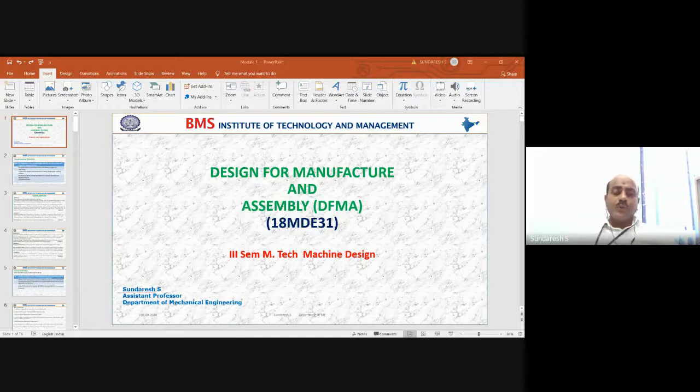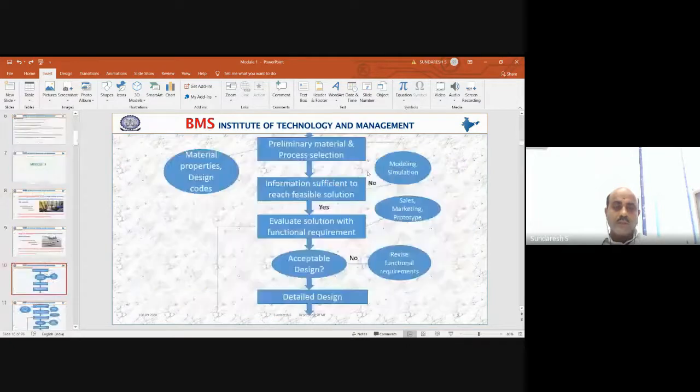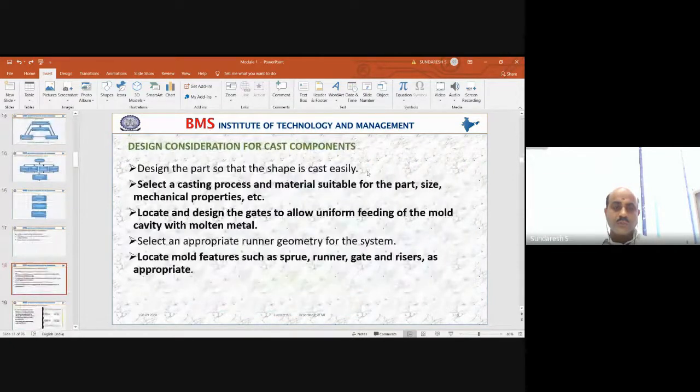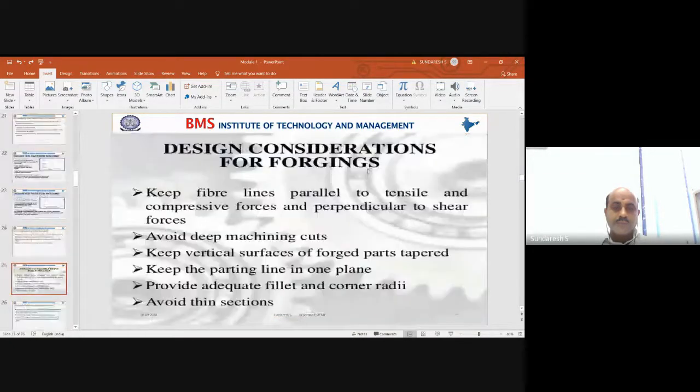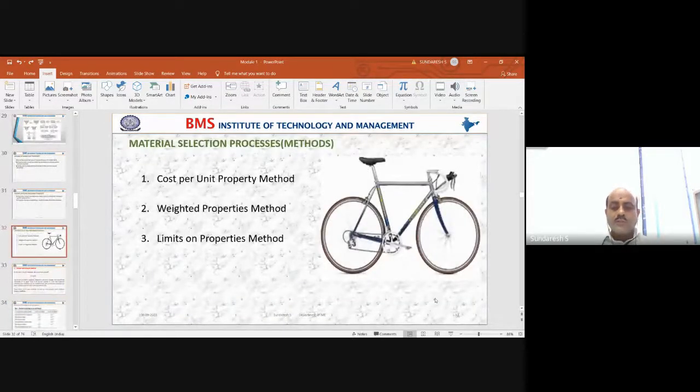So in today's class, we're going to start with the material selection process. I think the slide is visible on your screen. Is it visible? Right. So just to start with the material selection process, the one I think I just stopped at in the last class.